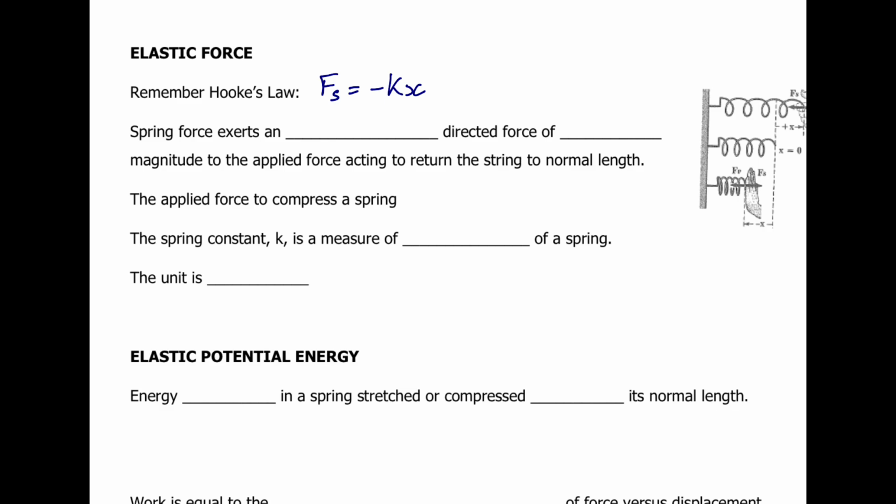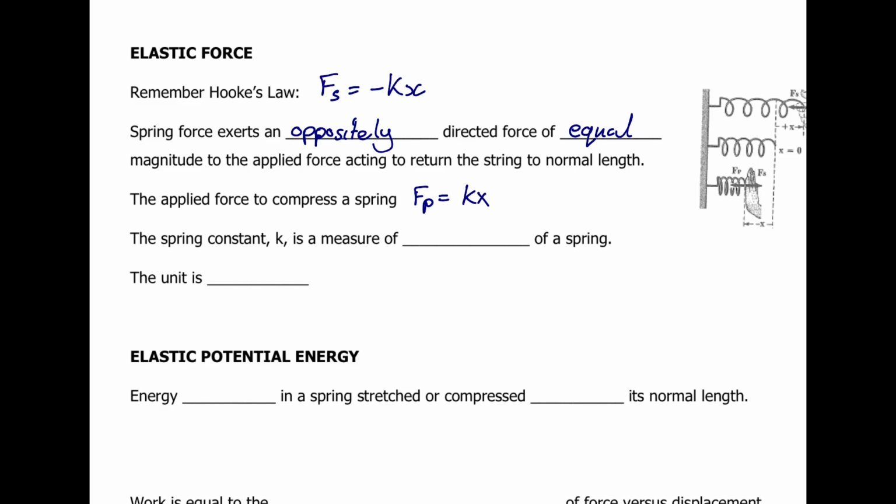So the spring force exerts an oppositely directed force. Oppositely. I gotta spell. Oppositely is not the easiest word to spell. And it's equal in magnitude to the applied force trying to crush the spring. Now, the applied force trying to compress the spring, I can just say Fp is equal to kx because that's the same direction force. That force is pushing in the direction of the compression. The spring force tries to resist it.